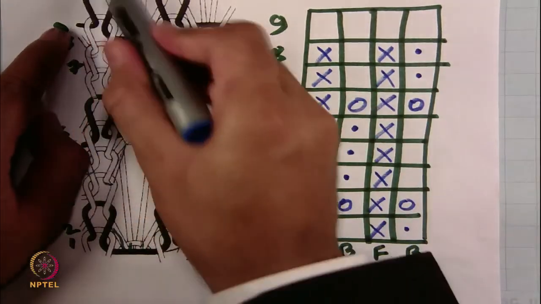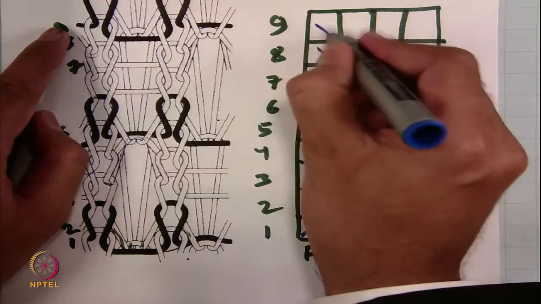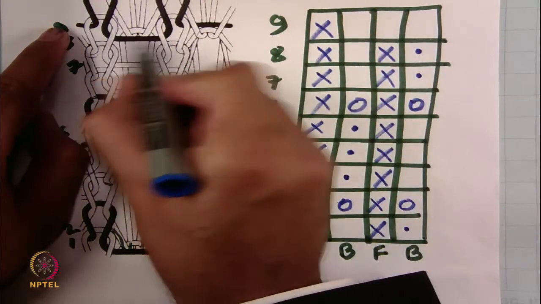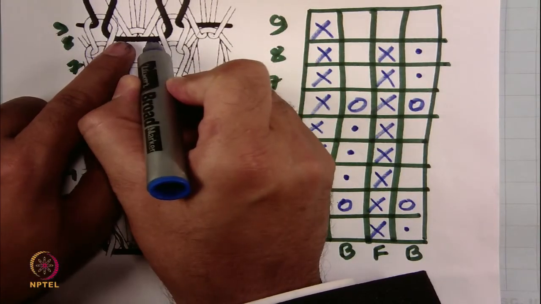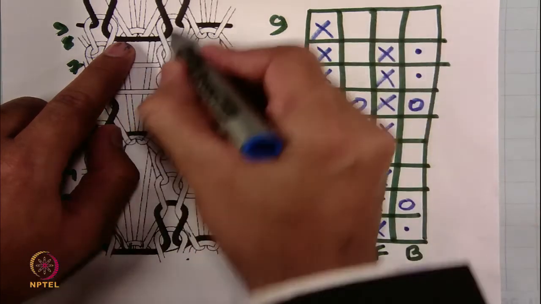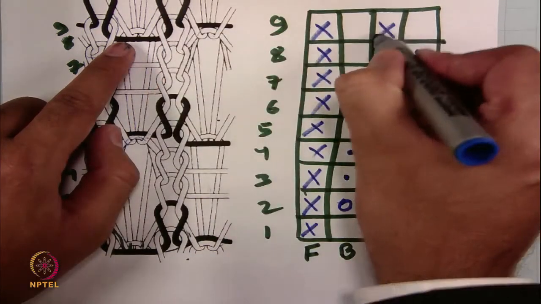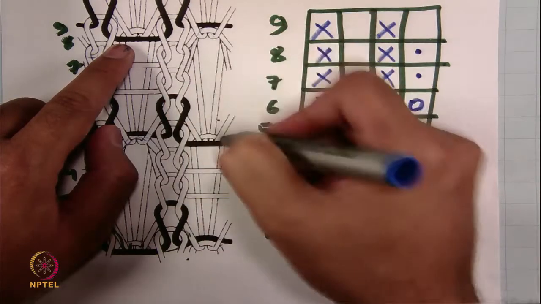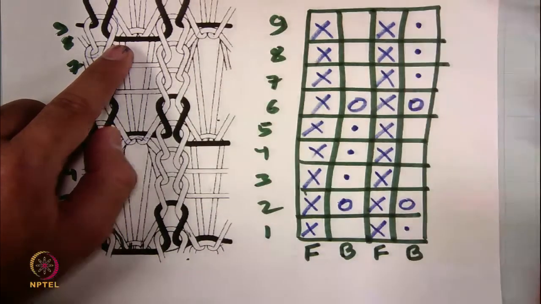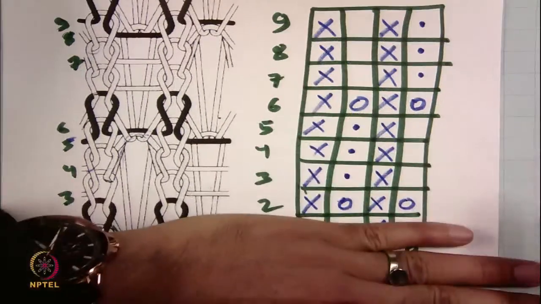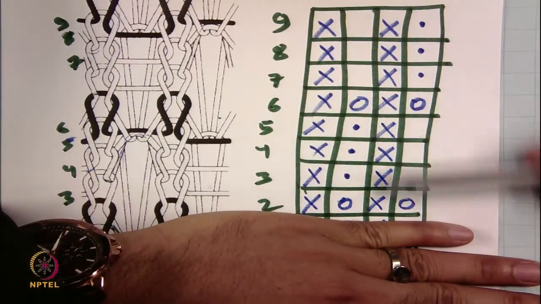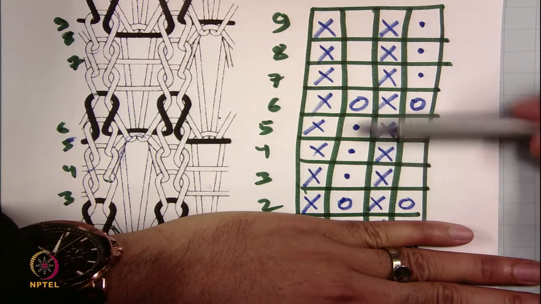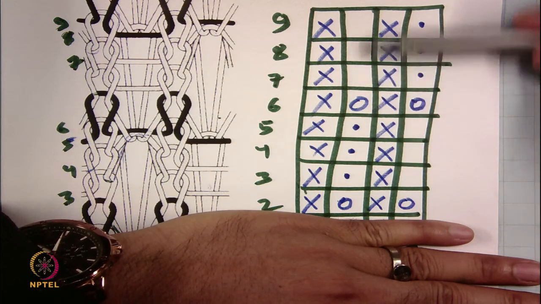Now, ninth, again technical front, then this is again the straight part not caught by the needle. So, blank, then again technical front, and now it is caught by the needle without releasing the old loop. So, this is tuck. If you see, this is the repeat design. So, 3 consecutive tucks, then 3 consecutive floats.